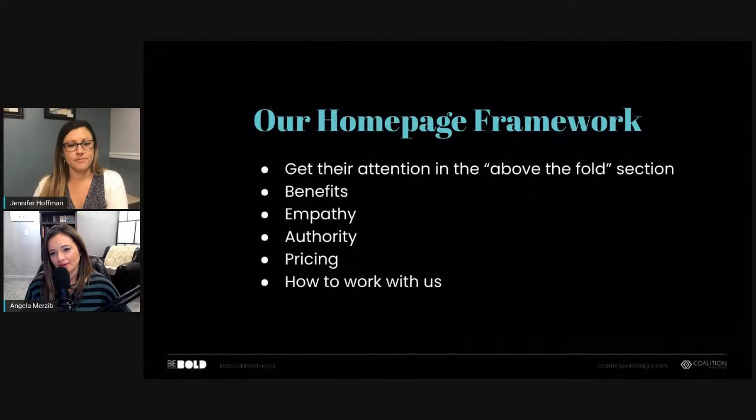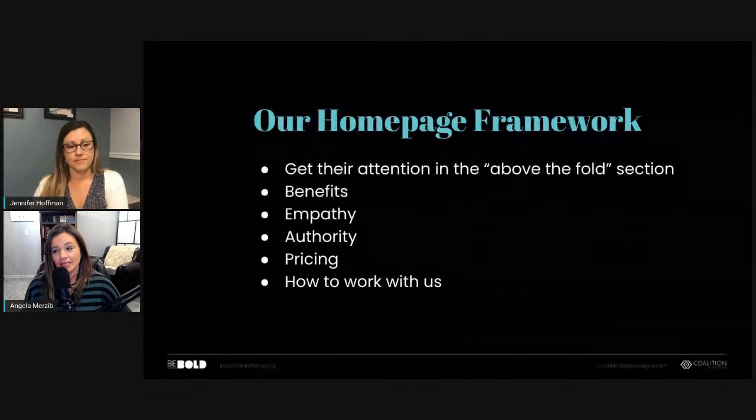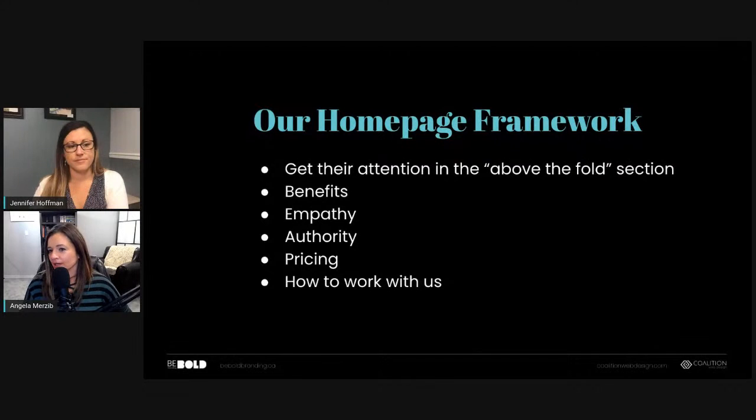How do people work with you? Do you have a process? Do you have a plan? Make it easy for them to understand, because sometimes people feel overwhelmed when they come to a website. They maybe like what they see, they like what they hear, but it's an overwhelming step to actually click and buy something, become a customer, become a client of yours. So make it easy for them to understand.